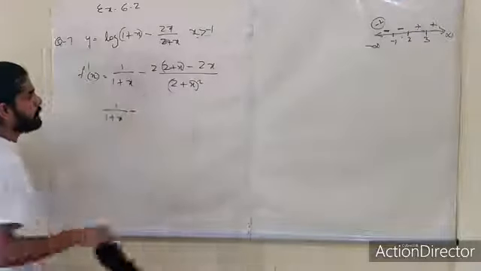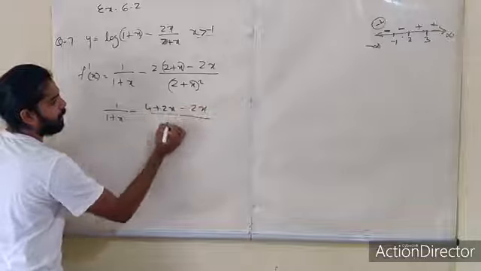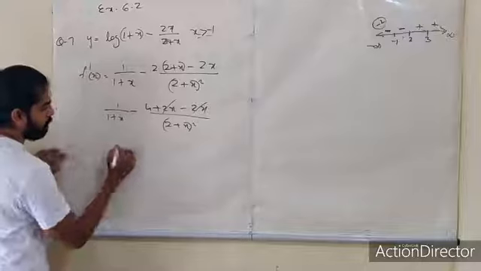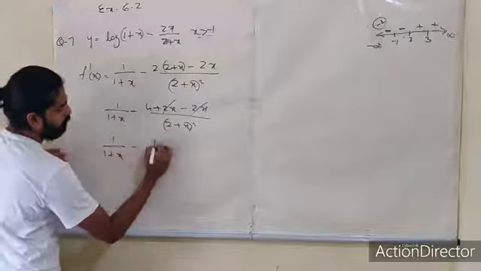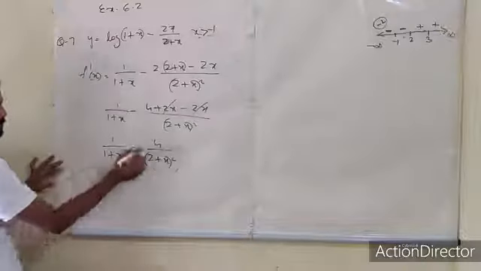So (4 + 2x − 2x) divided by (2 + x) whole square, and 2x minus 2x will be cancelled. So 1 by (1 + x) minus 4 by (2 + x) whole square. So I think we should again simplify.